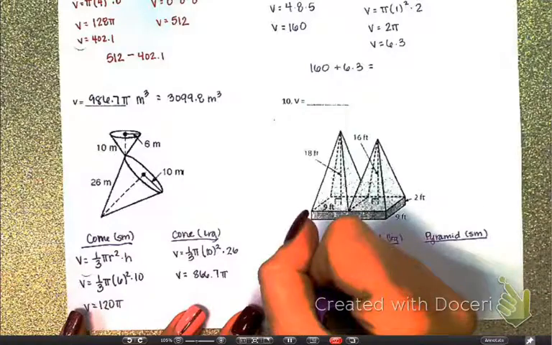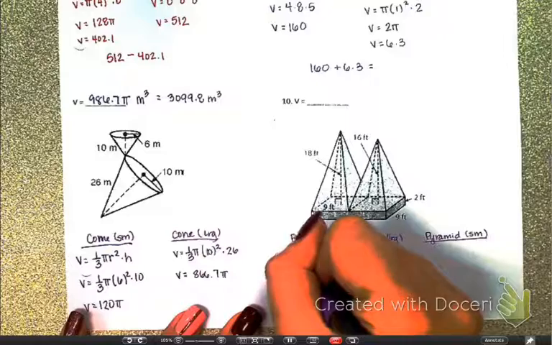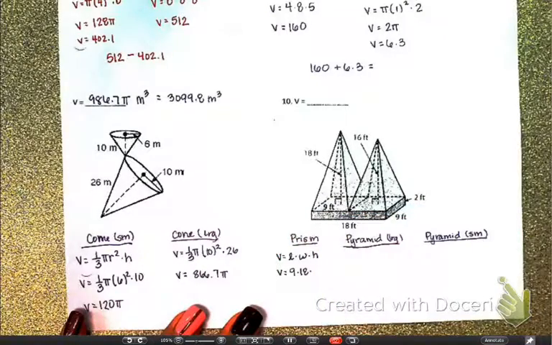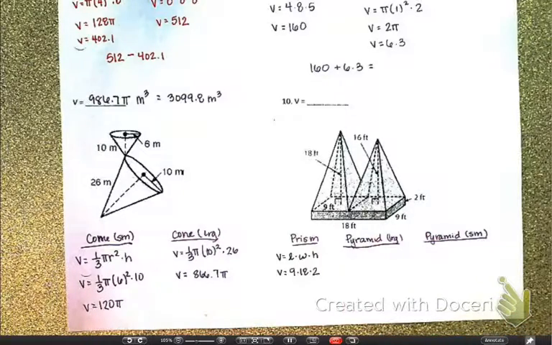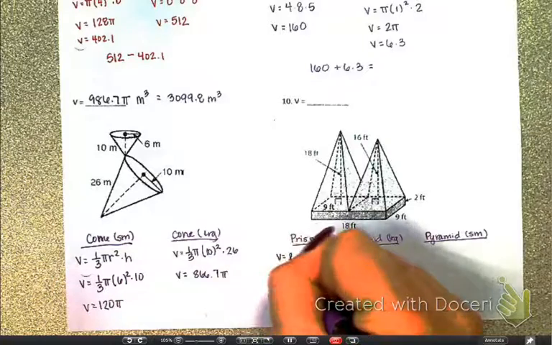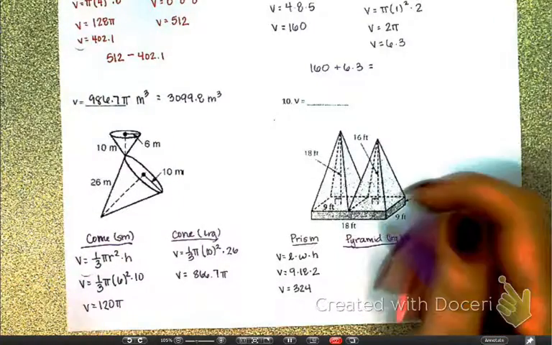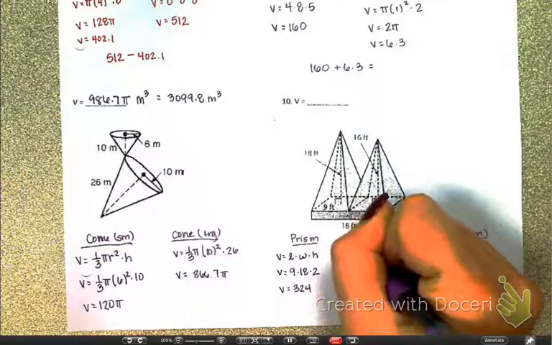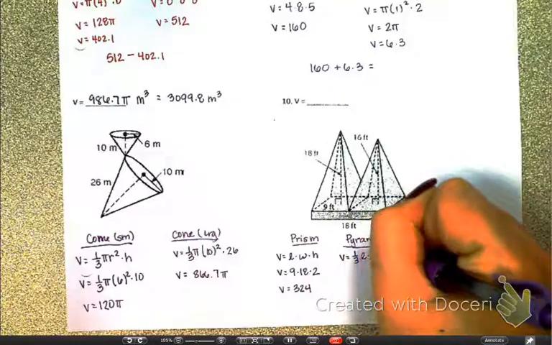What is the length and the width of that prism? 9 and 18, and the height? 2. Okay, so 9 times 18 times 2 is 324. Okay, that's the volume of my prism. What's the formula for a rectangular pyramid? 1/3 length times width times height.